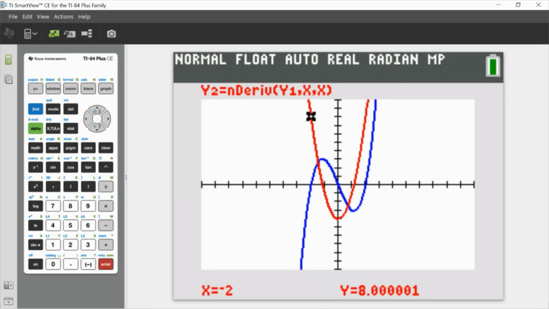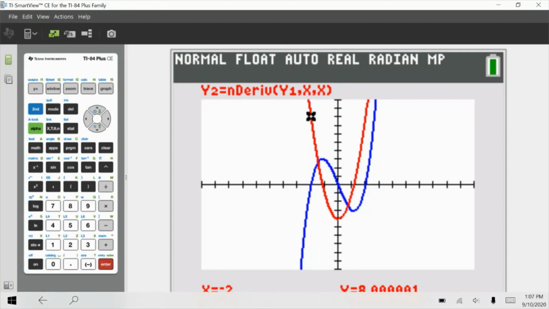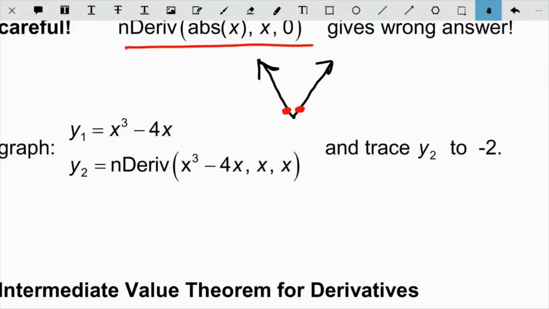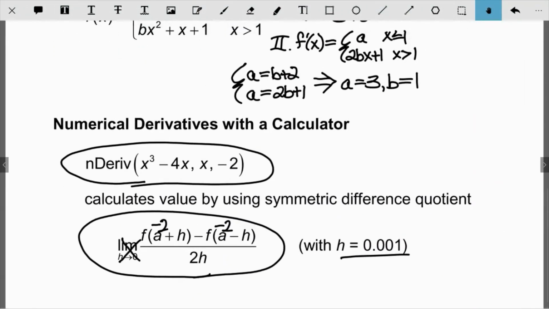Notice the derivative here, 8.000001. So it's giving me a very, very close approximation of the derivative, but it's not giving me the actual derivative value. So again, keep in mind what the calculator does when it calculates those derivatives. What it actually does is what I showed you right here. It takes these points that are very, very close together using this h value of 0.001. So that's why we're getting a number that's not quite exactly what the derivative is. We have to understand when we look at the calculator that it doesn't mean it's exactly -8 just because it gave me such a close approximation to -8.